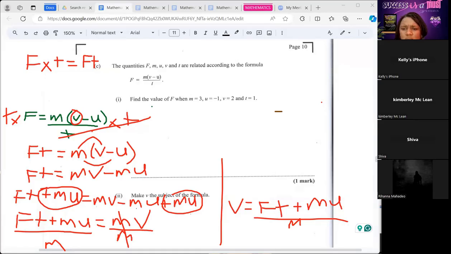If you distribute the M brackets with the V minus U first, would you lose any marks? If you distribute first, but you end up with the same answer, would you lose any marks for distributing first? Once you distribute, that won't cause any problems. So no, that won't cause any problem at all. You could have distributed first, but I started with the transposition first. So it's really a choice, once you know what you're doing.